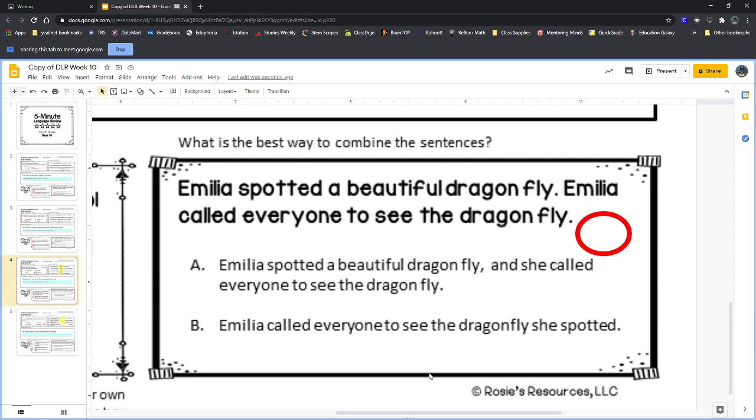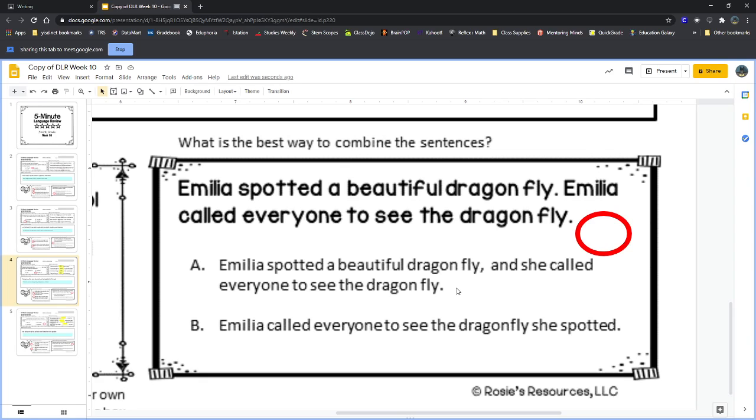Christopher, what do you think? A or B? A. Amelia spotted the beautiful dragonfly and she called everyone to see the dragonfly. I don't think that A is bad, but I think that B is better. The reason why I would pick B instead of A is because A has some repetition. Dragonfly and dragonfly. We talked about this when we were looking at our pieces of writing. If we can, we want to make sure that we do not repeat ourselves, or if we do, that we're doing it as little as possible.